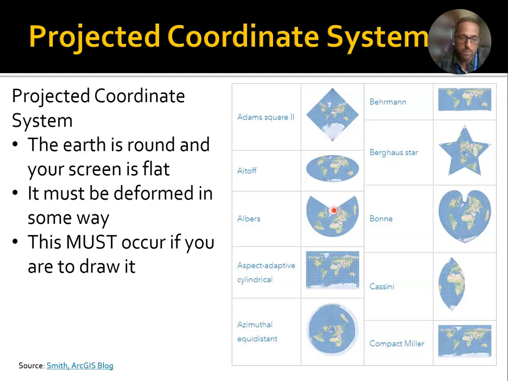You don't need to write this down, but these are just some examples of different projected coordinate systems. You can see these are all different ways to project, in this case, the map of the world on a flat surface. So you have to do some distortion.